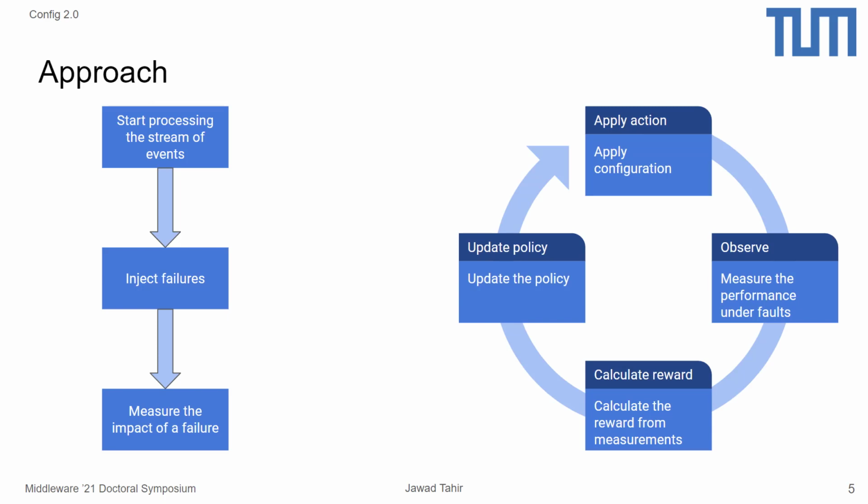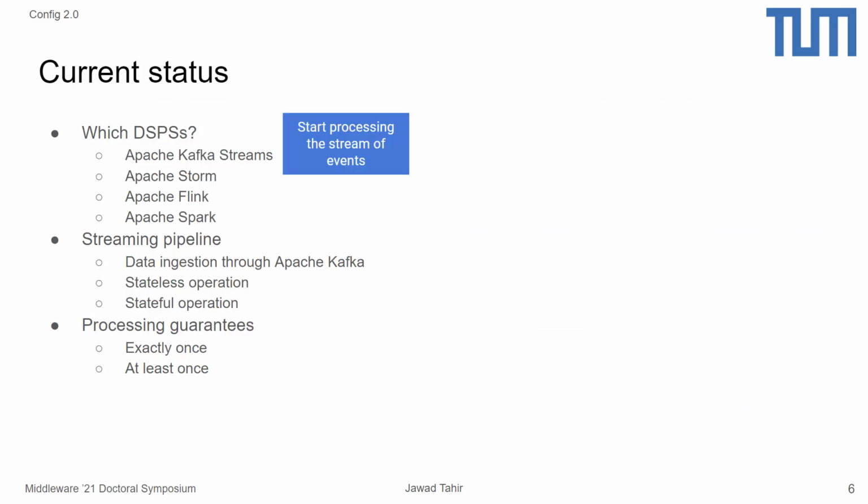For the second research goal, we can model those four steps in a reinforcement learning environment as follows. First, we will apply different configurations on a DSPS, and then we will observe the performance of this DSPS with this configuration under fault. These measurements will be used to calculate the reward function, which then will drive the policy of the system. This way, we can come up with a reinforcement learning agent which can automatically configure a DSPS to maximize the performance. Now, let's see the current status of the research that we are conducting.